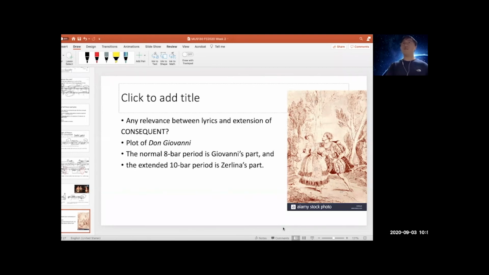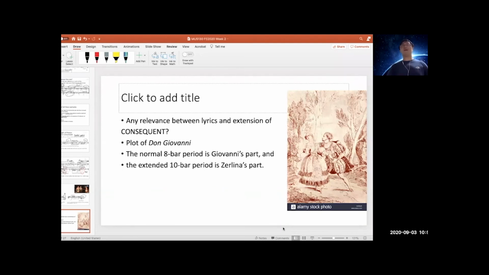In Don Giovanni's part, the consequent was just 4 bars, but in the latest part, Miss Jelena's, the consequent is 2 bars more, 6 bars. Why? I need to explain briefly the plot of Don Giovanni to explain this kind of technique. So simply put, Don Giovanni is a really bad guy. True. He's even worse than a womanizer. He does all the bad things like murder, stealing, or assaults, etc.